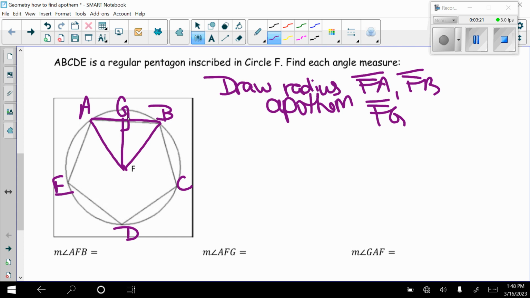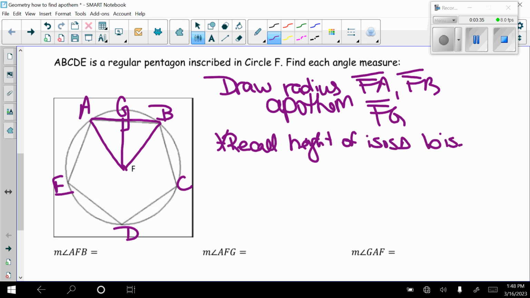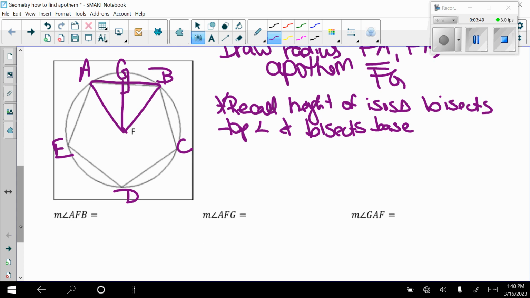We want to recall what we know about isosceles triangles. Recall that the height of an isosceles triangle bisects the top angle and bisects the base of the triangle. All right, so now we have that isosceles triangle.